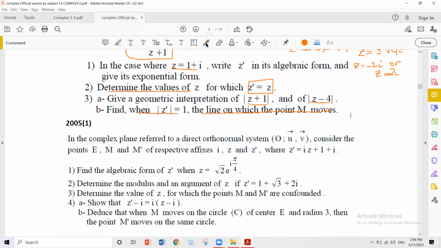Now 2005, first chance. In the complex plane referred to a direct orthonormal system OUV, consider the points E of affix I, M of affix z, and M prime of affix z prime, where z prime equals iz plus 1 plus I.